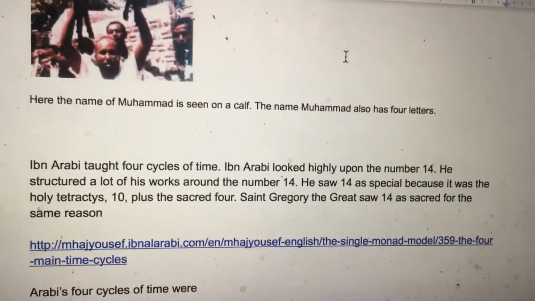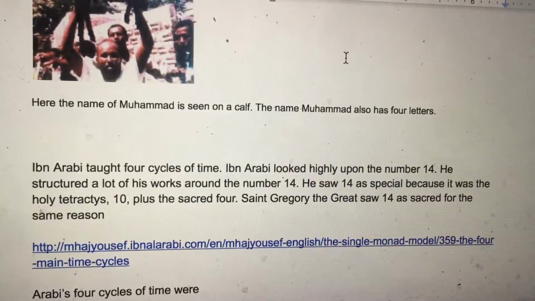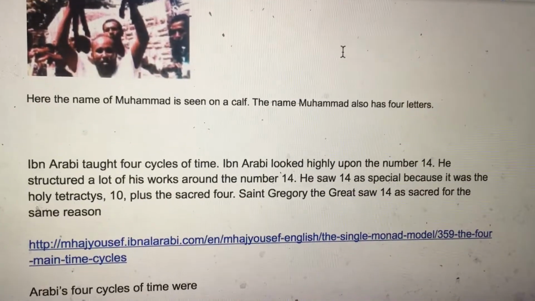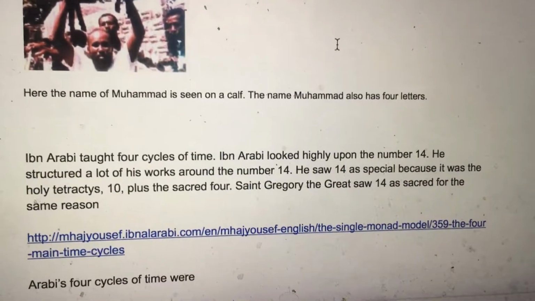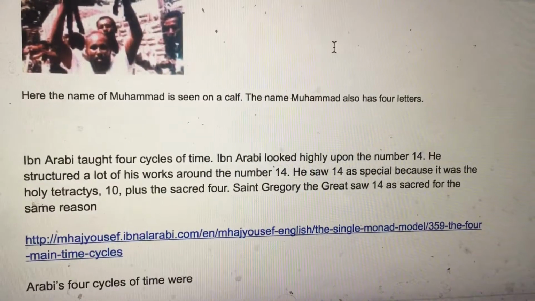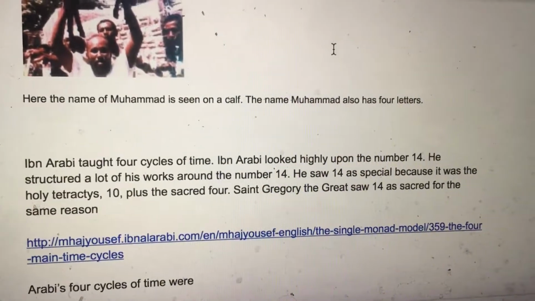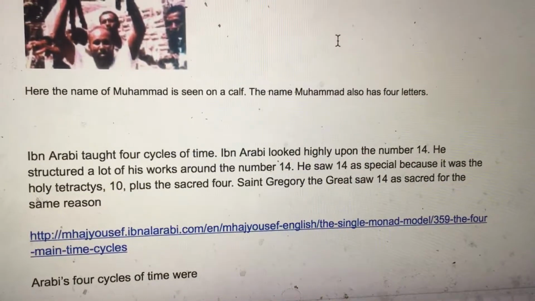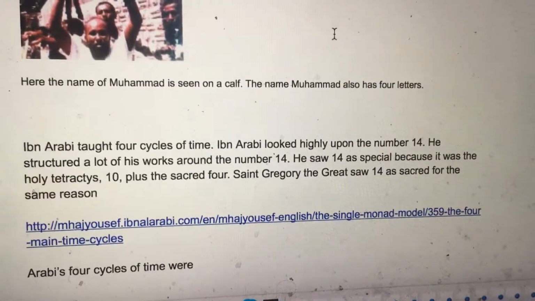Ibn Arabi taught 4 cycles of time. Ibn Arabi looked highly upon the number 14. He structured a lot of his works around the number 14. He saw 14 as special because it was the holy tetractys: 10 plus the sacred 4. Saint Gregory the Great saw 14 as sacred for the same reason.